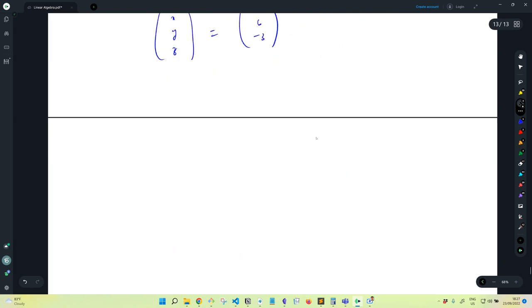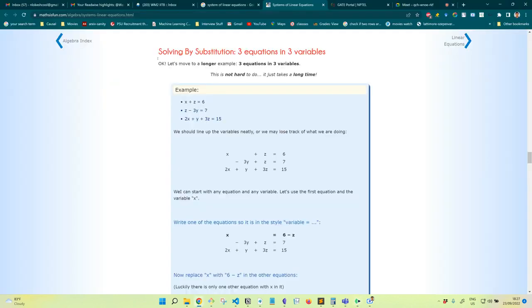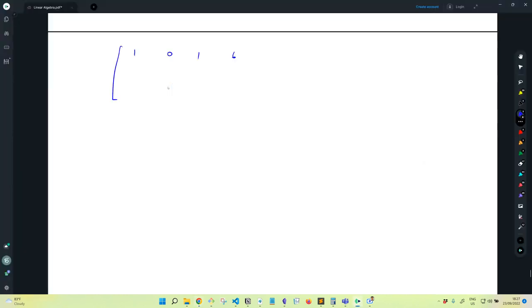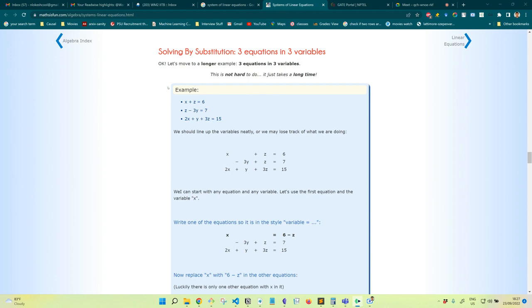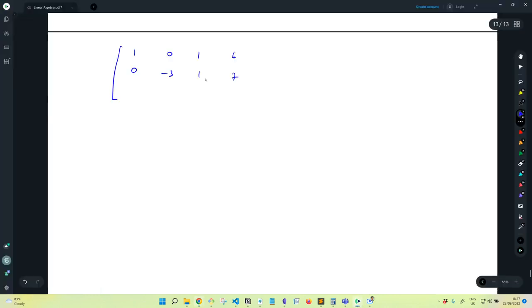So this is the question. Let me solve it again. I encourage all of you to take a paper and solve it along with me. That way, RREF will become very clear to you. You will not forget this, right? So 1, 0, 1 and b is 6. Then 2, minus 3, 0, minus 3, 1, 7, 2, 1, 3.